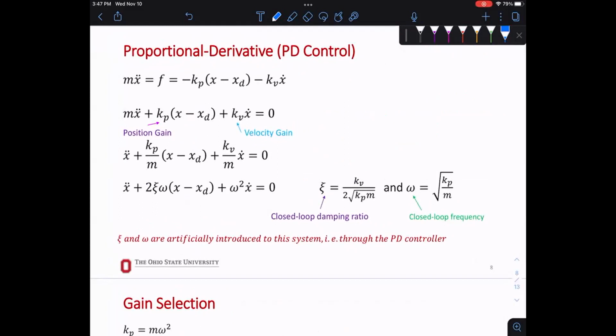We created the derivative part because it's related to the velocity, right? So position gain, velocity gain. Now this looks like a system. You can find the frequency, right? The frequency and damping ratio and the frequency for the closed loop.